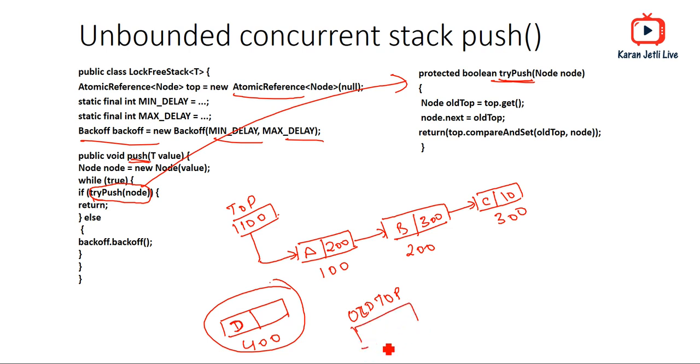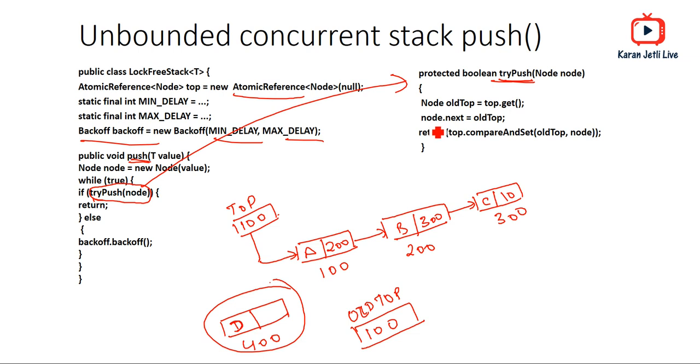Okay, so what value did we take? Put in that top.get. So what is in top? Top is 100. So when we get the value of top, that is 100. Where do we store it? We store it in the old top. Old top is equal to top.get.